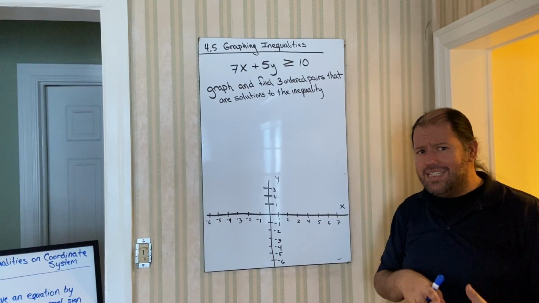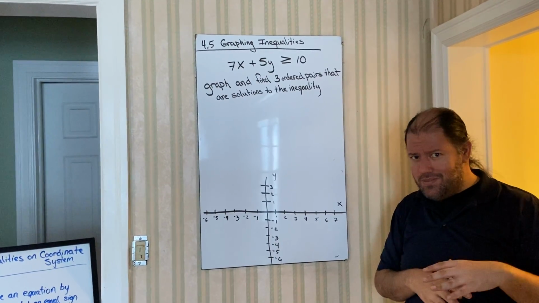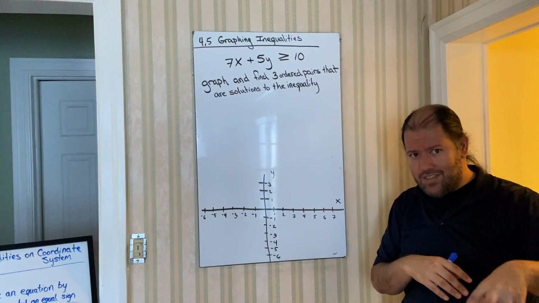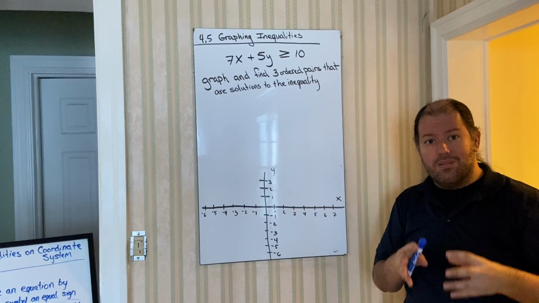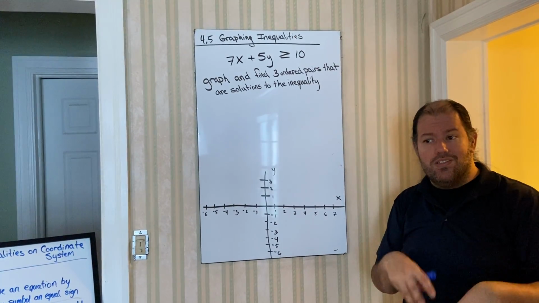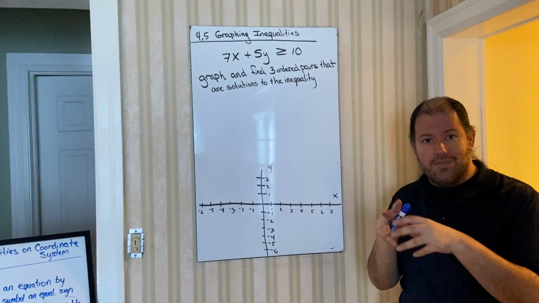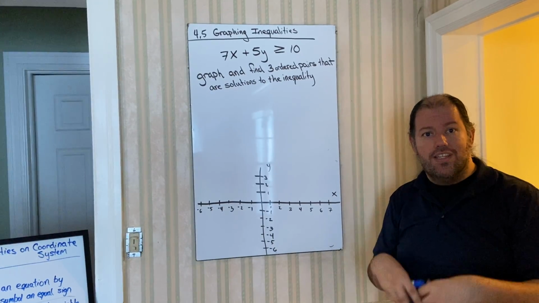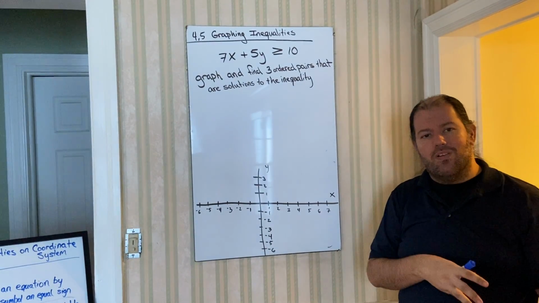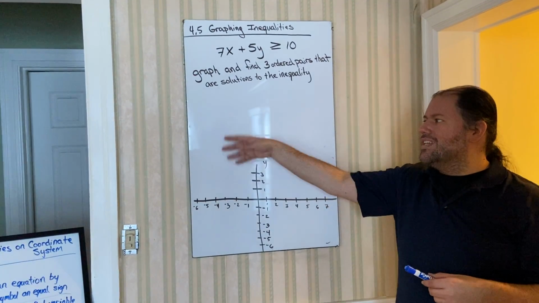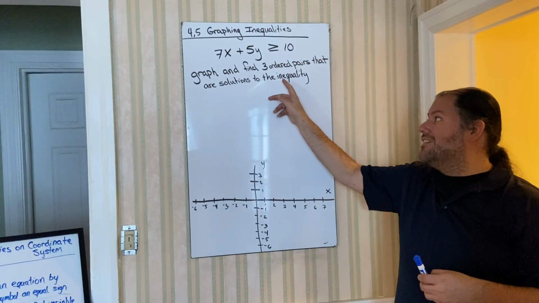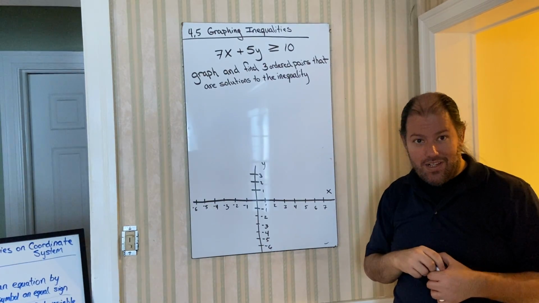Now, what is a solution? Remember, that's the first question that you're going to get on the unit test. You're going to be given ordered pairs, and we ask you to plug it into the original problem to see if you get a true or false statement. If you get a true statement, that ordered pair is a solution. Here, they're not going to give us ordered pairs. You're going to have to tell me what those ordered pairs are.